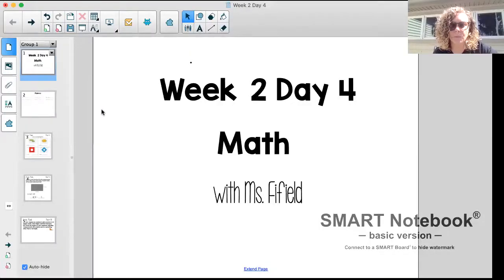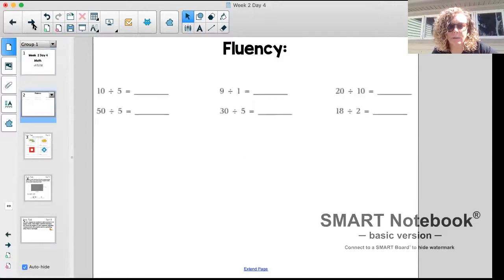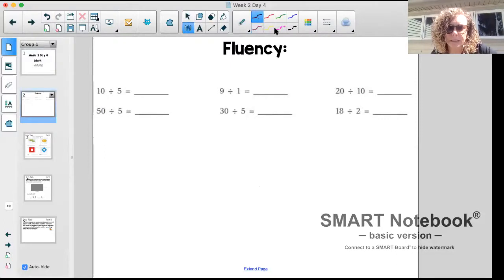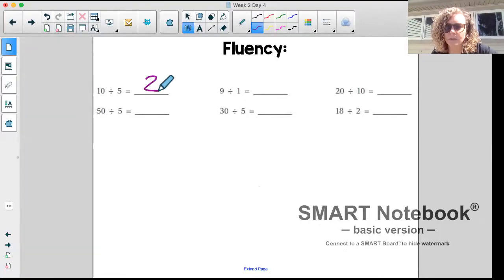Week 2, day 4 in your packet, starting with fluency. Your fluency is all division today. 10 divided by 5 means you have 10 of something and you equally distribute them into 5 groups. How many objects would you have in each group? 2. You can always check your work by multiplying your quotient, or your answer, by the number you divided by. That's called your divisor. So 2 times 5 equals 10. If you multiply these two numbers and it doesn't give you that first number you started with, your dividend, you did something wrong, and you can go back and fix it.